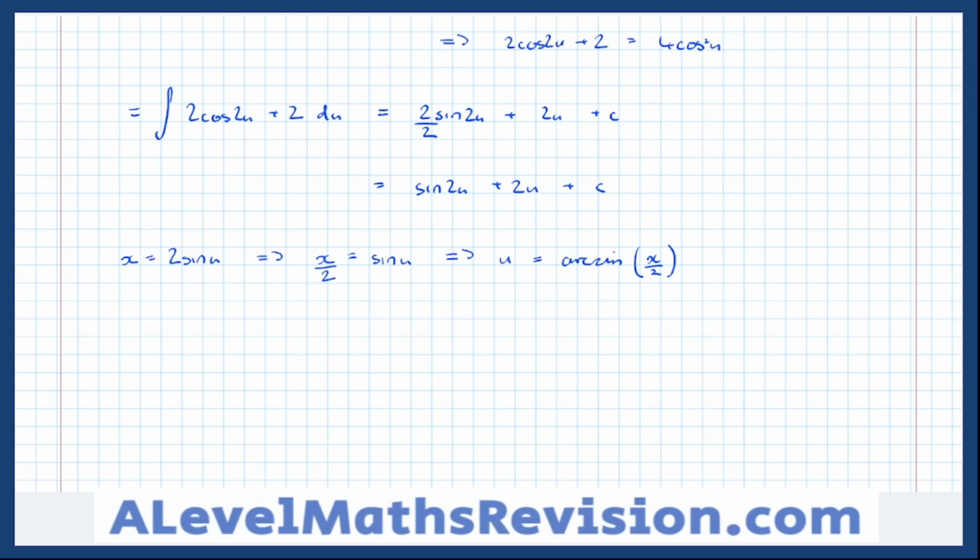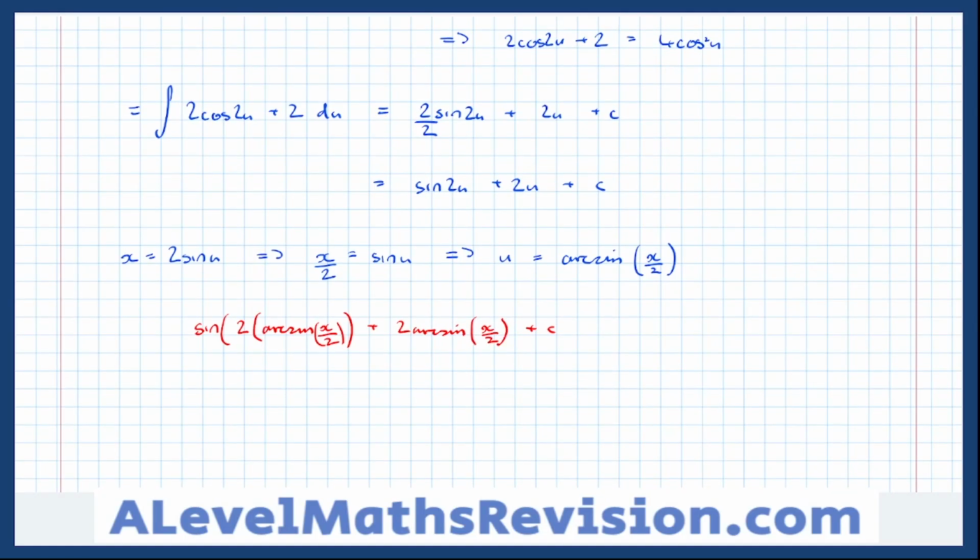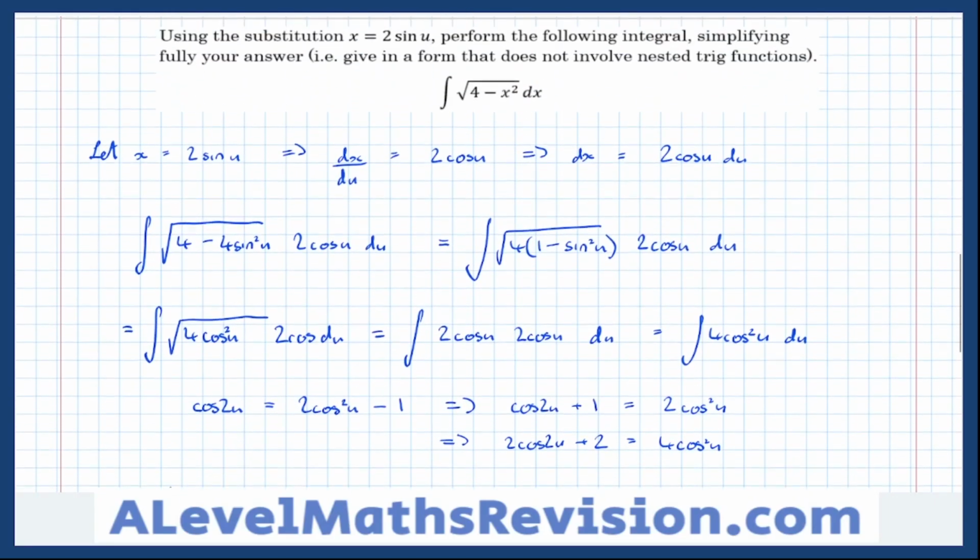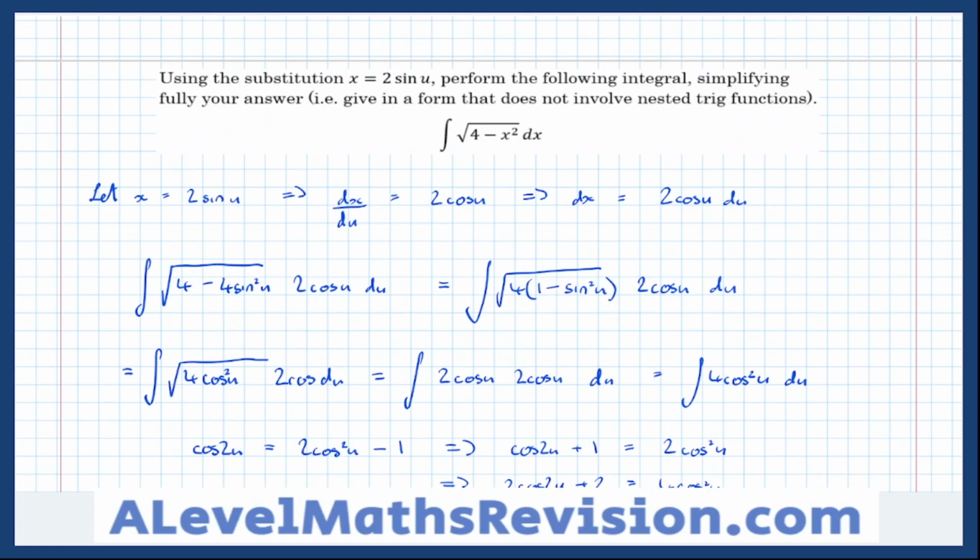If I now substitute that u back into our expression in terms of u, I get sine of 2 lots of arc sine x over 2 plus 2 arc sine x over 2 plus c. So that certainly is a correct solution to the original integral, but if we look back up at the question, it's not correct enough to get all the marks.